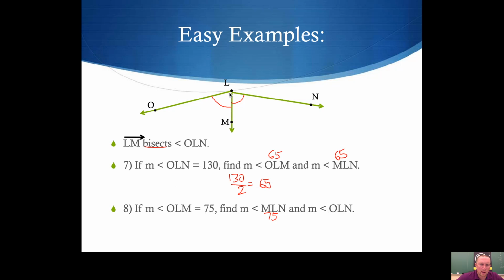What's the measure of angle OLN? That's the big one. If you got two 75s, you could just add them together, or you could do 75 times 2. You get 150 for the big one. So when you see this word, it might make it seem like it's tougher. It's actually way, way easier.